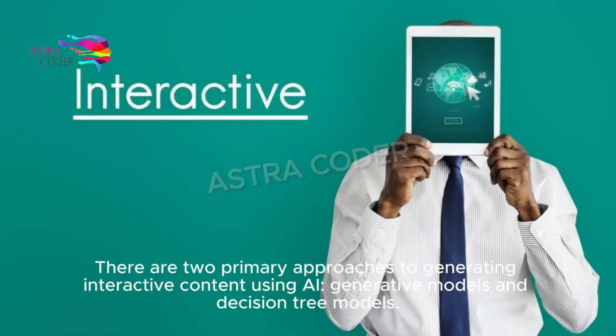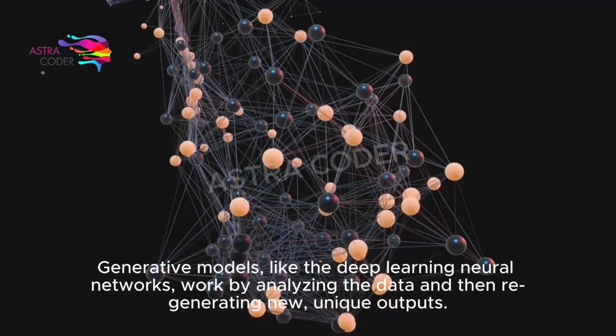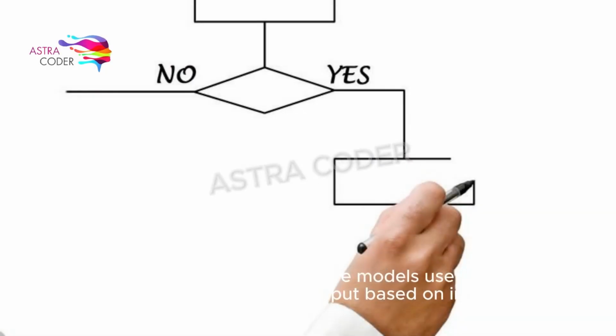There are two primary approaches to generating interactive content using AI: generative models and decision tree models. Generative models, like the deep learning neural networks, work by analyzing the data and then generating new, unique outputs. On the other hand, decision tree models use rules and conditions to determine the output based on input values.